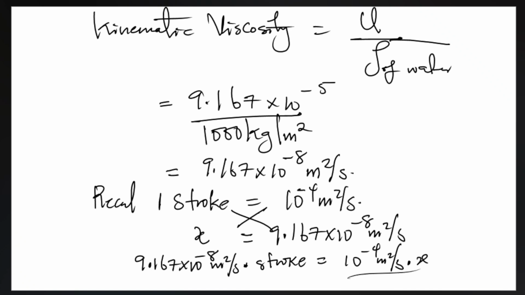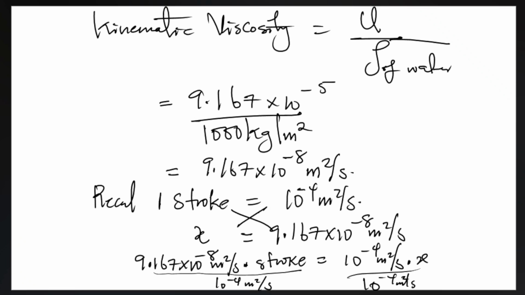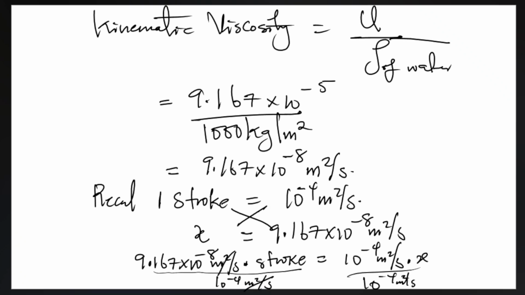So what we do is we divide both sides by 10 raised to the power of minus 4 meter square per second. Now you can see that meter square per second will cancel out meter square per second, and you are left with strokes here. But remember, what you have here is 9.167 times 10 raised to the power of minus 8 divided by 10 raised to the power of minus 4. On this side of your equation, this has cancelled out, and you are left with just X.